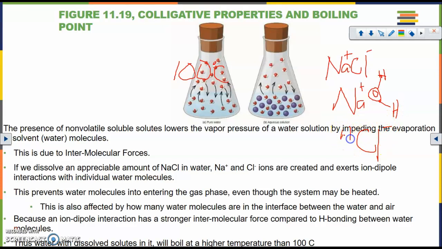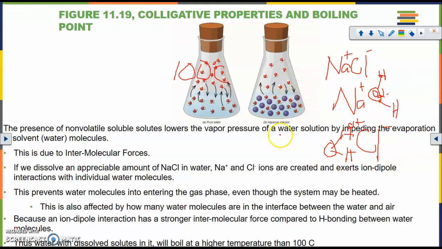It's going to be the hydrogens, which are partial positive, that are attracted to the chloride ions. The hydrogen is partial positive, and the oxygen is obviously partial negative. So the partial negative oxygen is going to be attracted to the full positive sodium. So there are going to be a lot of interactions between the sodium and chloride ions and the water molecules, okay?